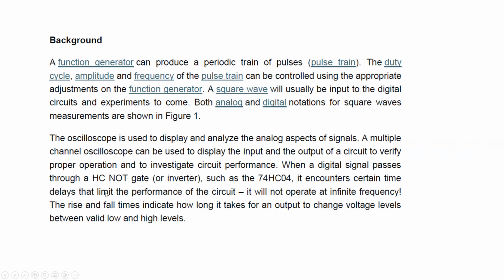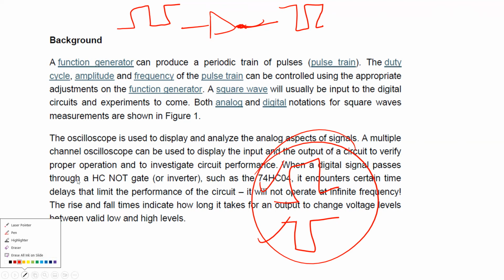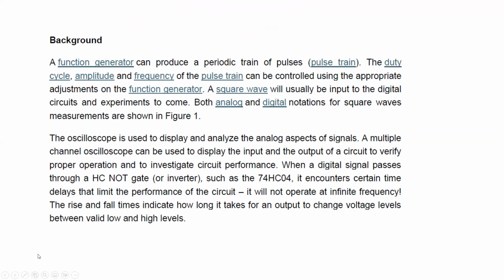For example, if you have an inverter and I apply an input this way, the output has to be this way because it's an inverter. So I can display both of them at the same time. Here I can see this is the output, and I can see the input this way. Because we have multiple channels, every channel can show one signal on the screen, so I can display more than one signal at the same time.